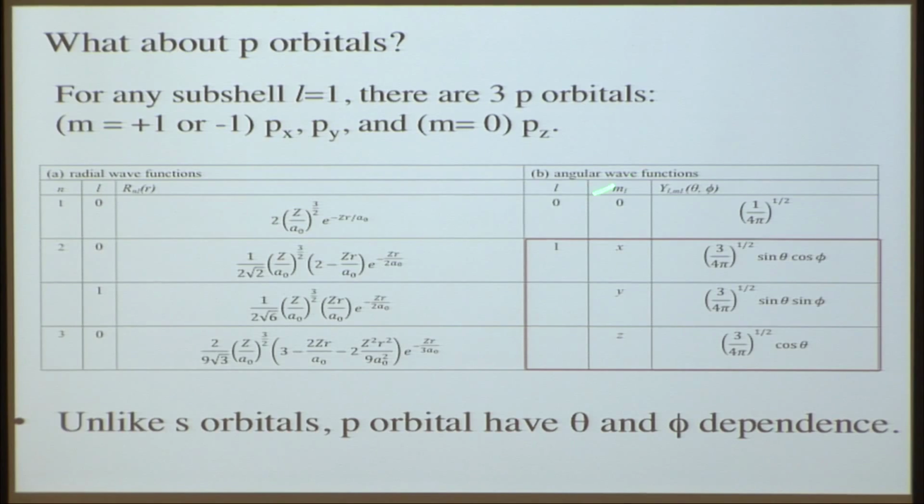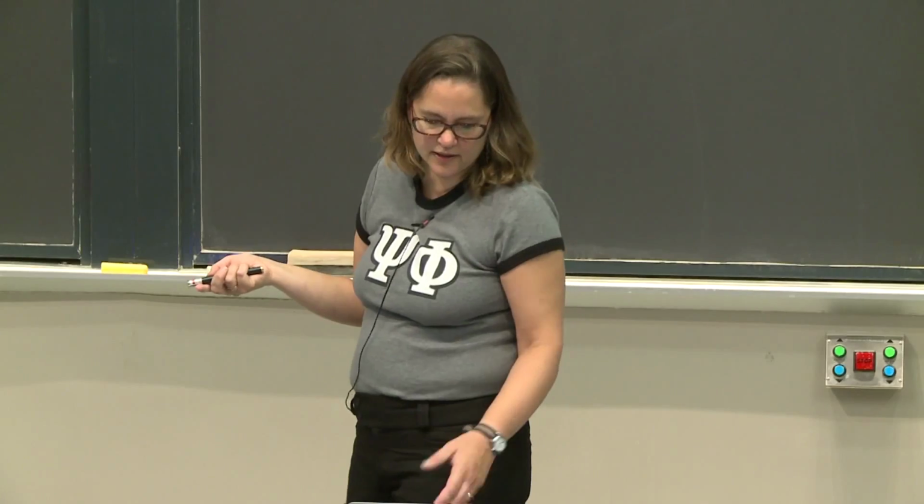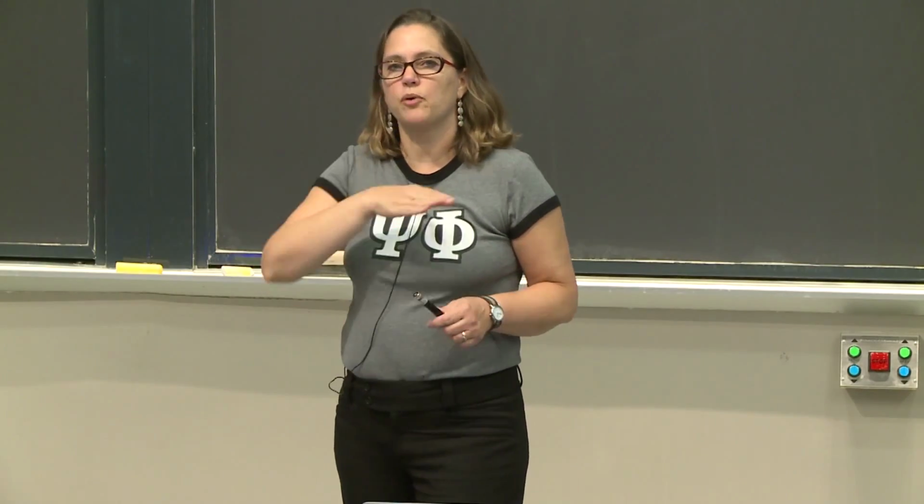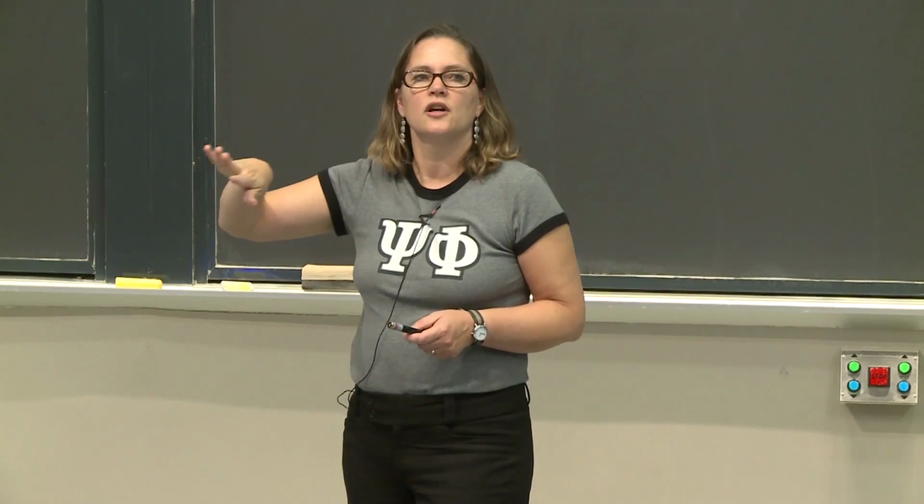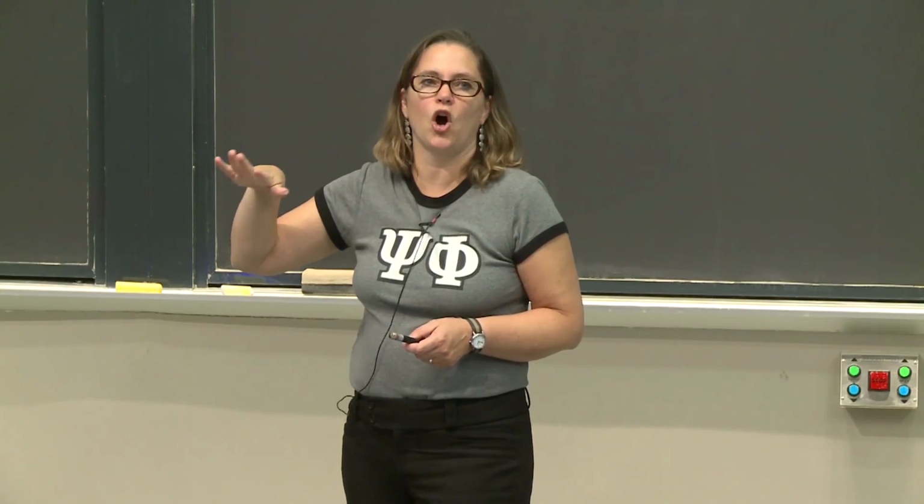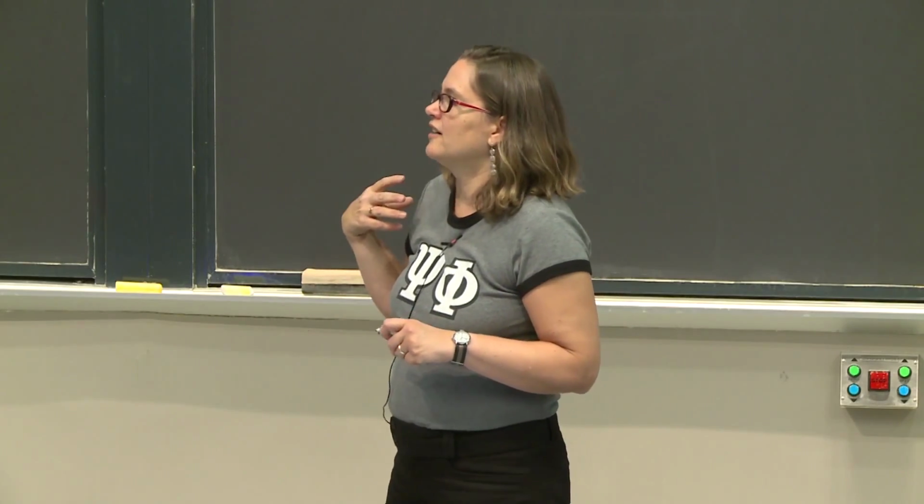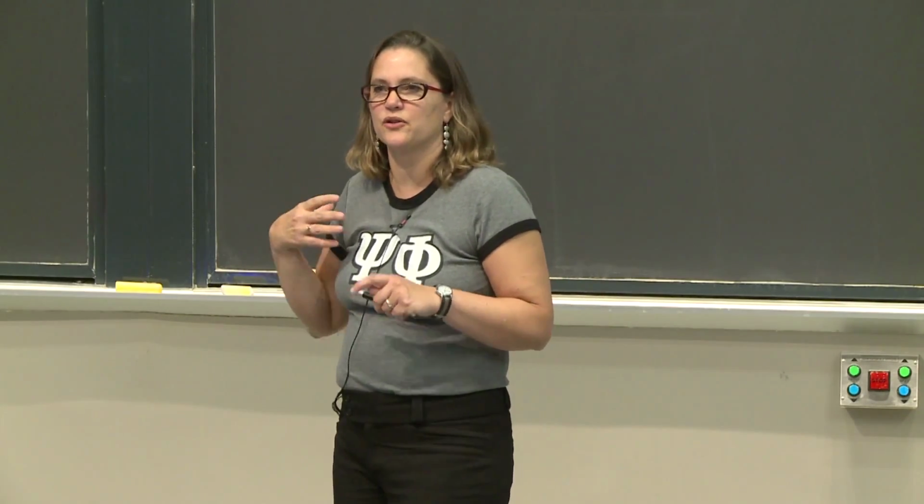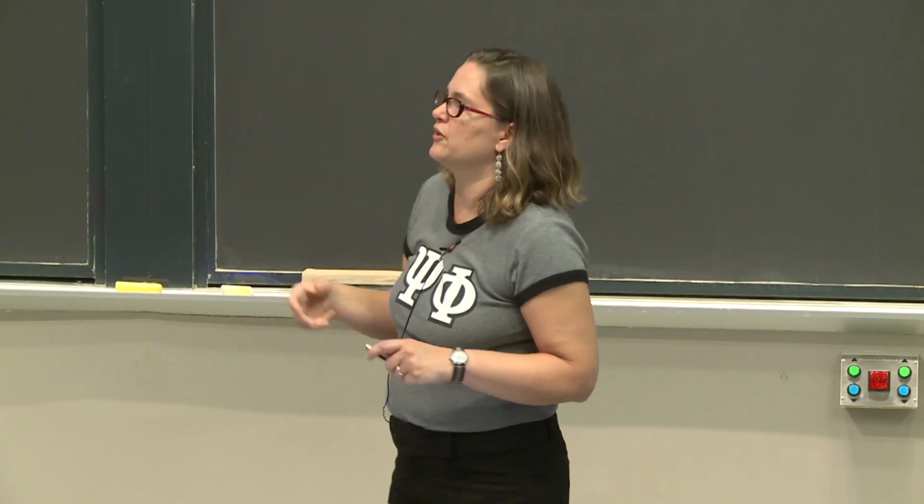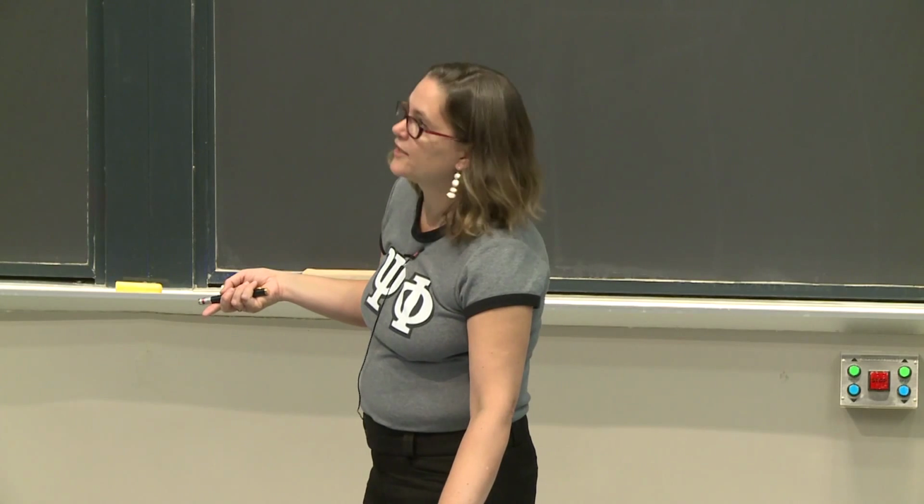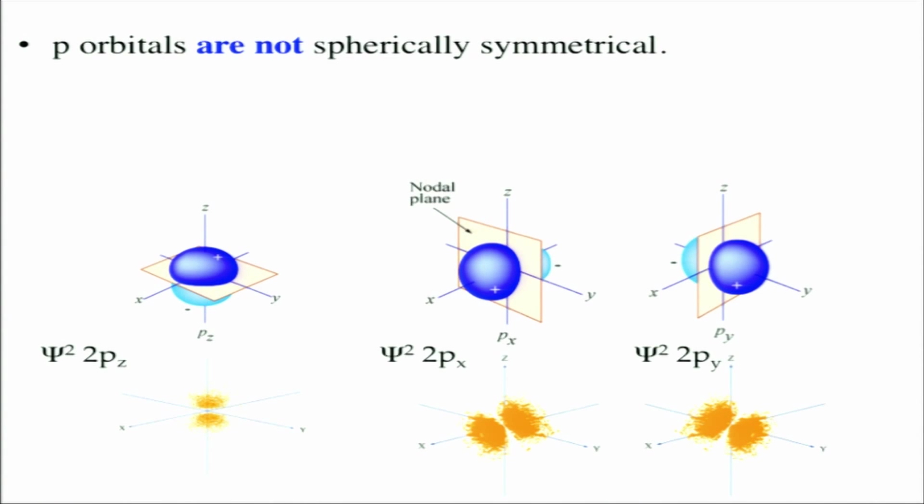The important point is not to memorize what these values are, but that now all of a sudden we have dependence on angles. So we're going to have an angular component to these, and that means the probability density as you go out from the nucleus doesn't just depend on r anymore. It depends on theta and phi, which are the equivalent in math to latitude and longitude, if you're thinking about geography. So let's see what that looks like. That means that p orbitals are not spherically symmetrical because it depends on angle.